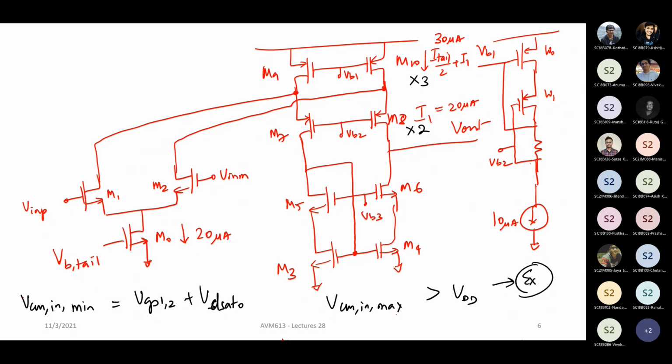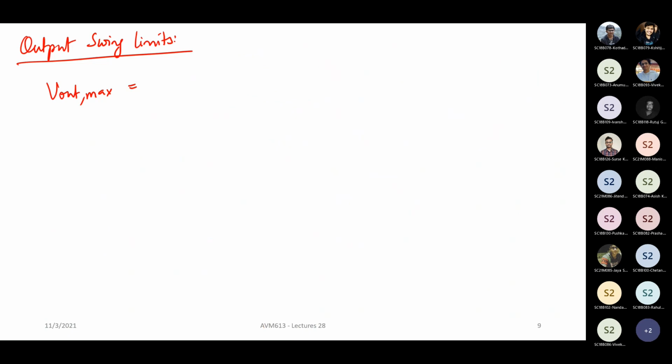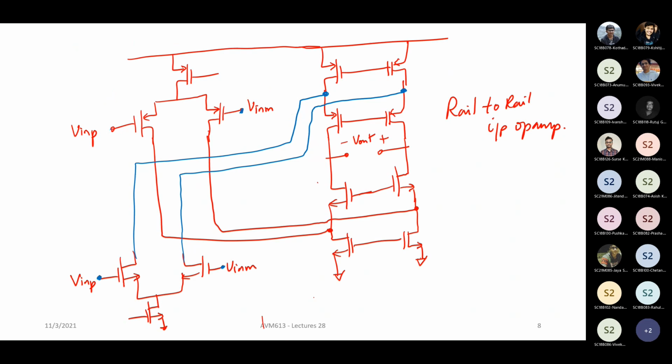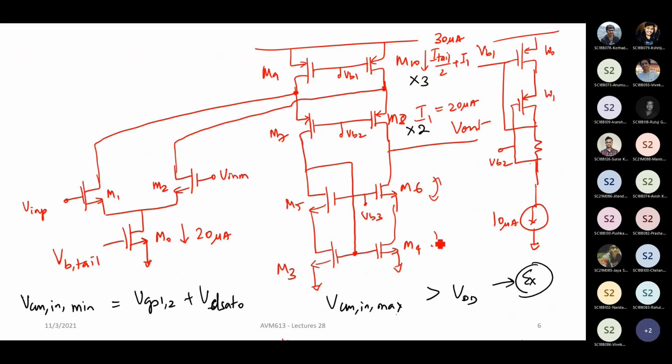Basically you need all these transistors to be in saturation. For the output max, you want M8 and M10 to be in saturation. So it will be VDD minus VSD sat of 10 minus VSD sat of 8, right? And what is V out min? Similarly, you'll have VD sat of 6 plus VD sat of 4. You need these two transistors to be in saturation and these two transistors to be in saturation.